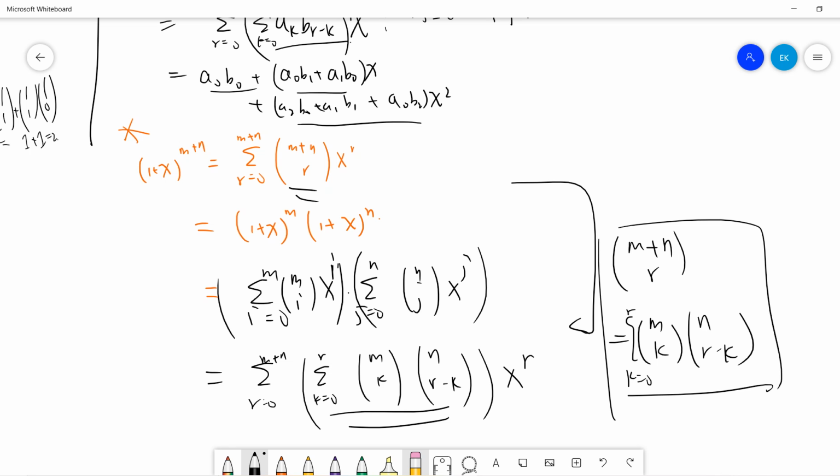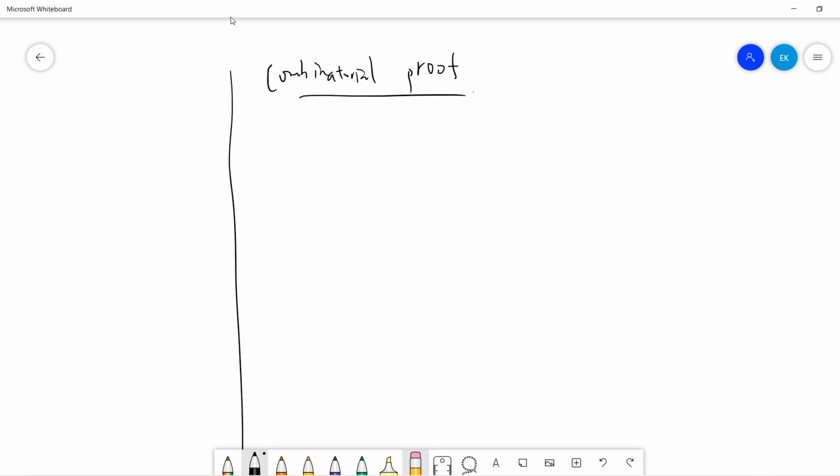Now let's talk about the combinatorial proof. Our idea is that you can consider a grid, where one side is r and the other is m plus n minus r. So there's a square.